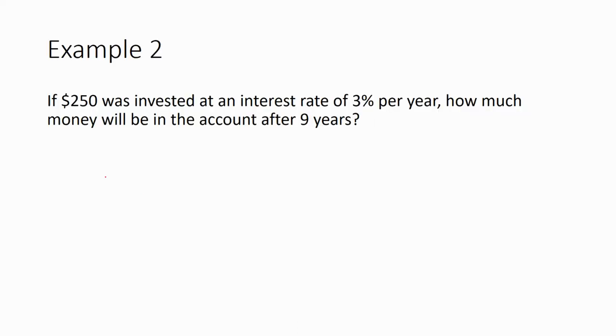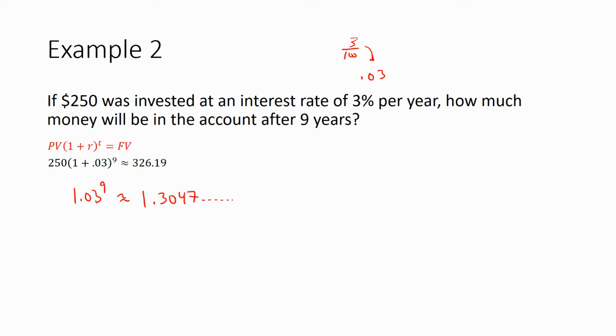Okay, example 2. 250 was invested at an interest rate of 3% per year, so that's 0.03, because 3 divided by 100. And then we want to know how much is in the account after 9 years. So we plug everything into the formula. 250 is the present value, 1 plus 0.03 to the 9th. And again, do 1.03 to the 9th first, and do not round this number. You get 1.3047, and so on. Then multiply that by 250 using all those decimals so that we can then round our final answer.